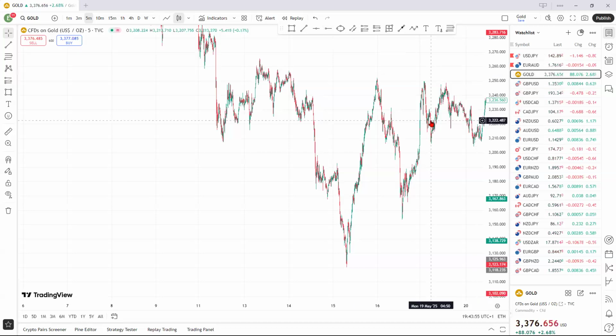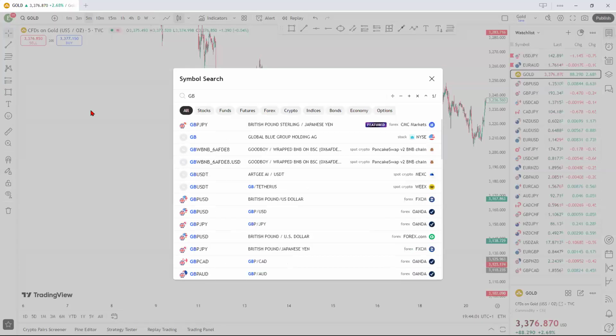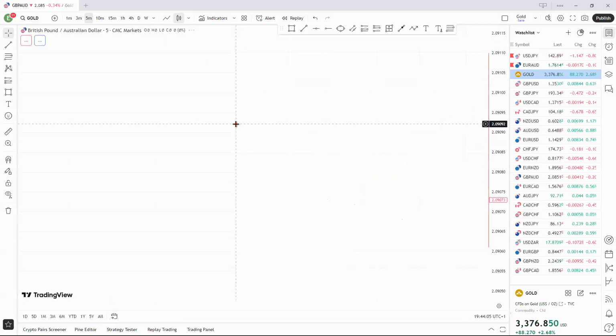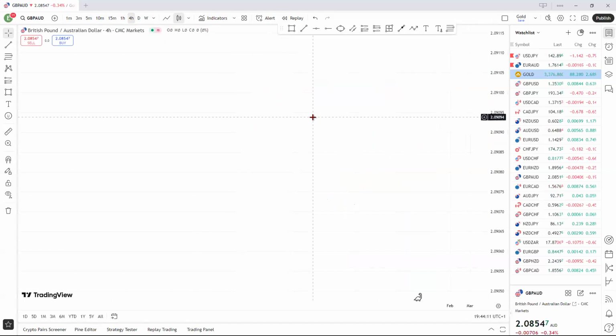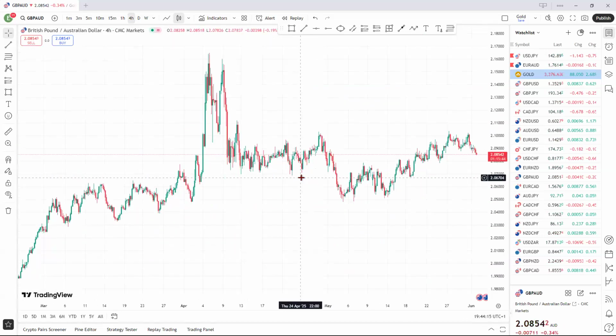Okay, somebody said GA. Let's check GA. That's GBP, I think. That's GA. So let's go to the 4 hours time frame. You must always do top-down analysis; it is key for you to determine the bias of the market.